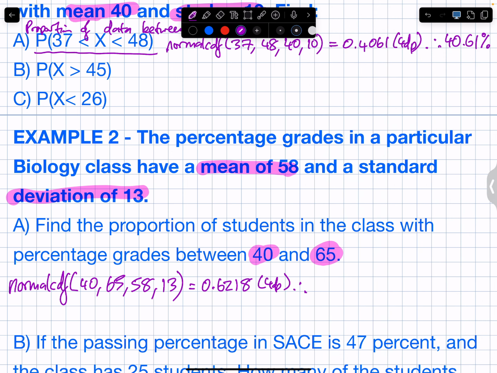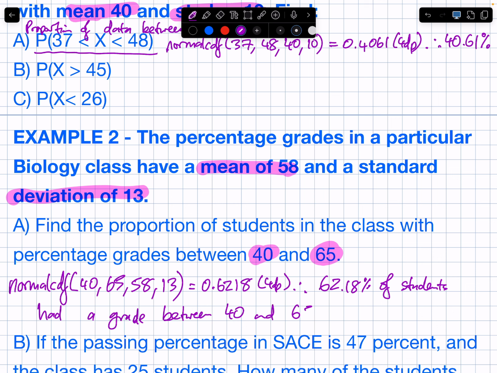Therefore, was this question asked in words? No symbols. It was asked in words, so your answer must be in words. So after you've done that working out, then you can say, therefore, 62.18% of students had a grade between 40 and 65%. Suddenly there's context here.